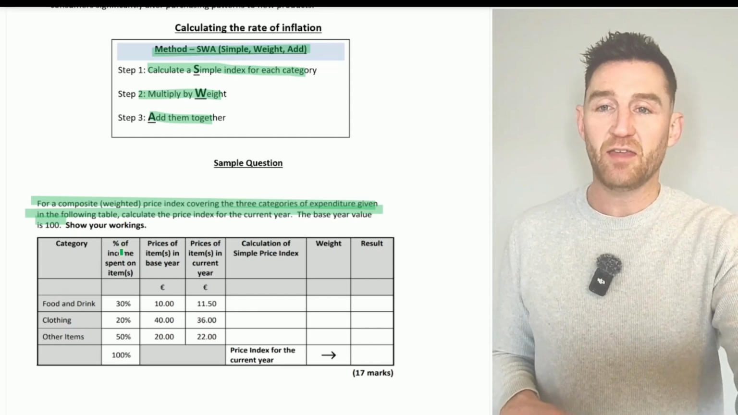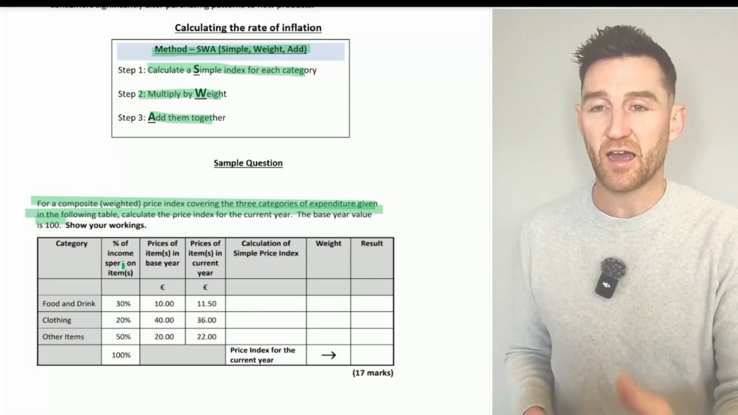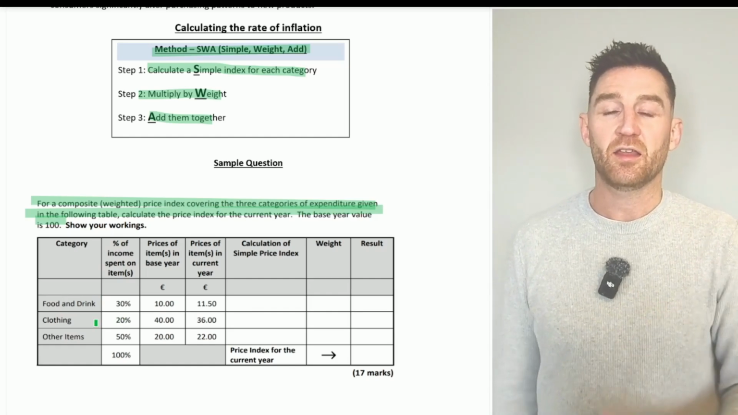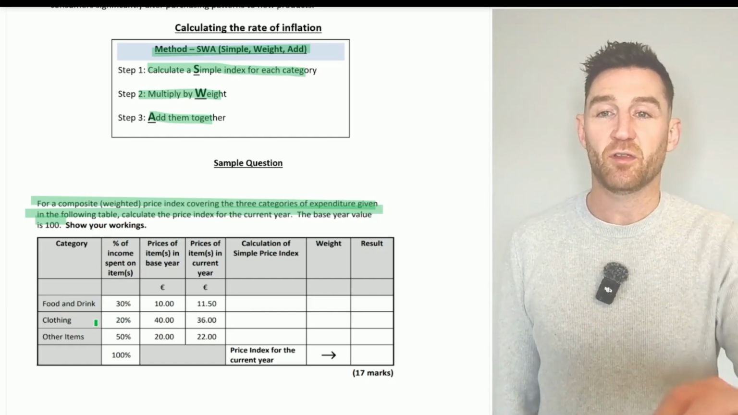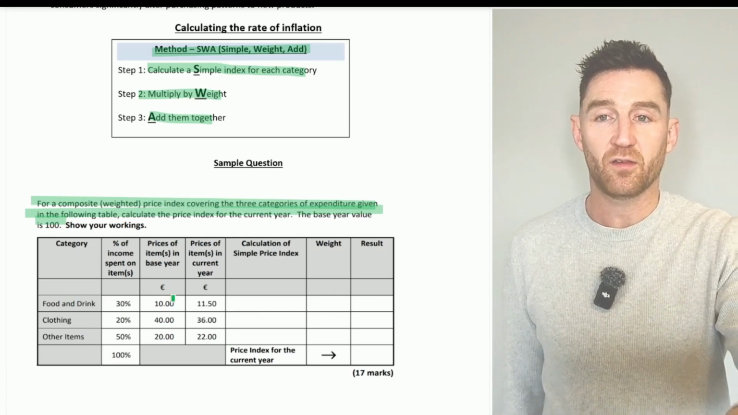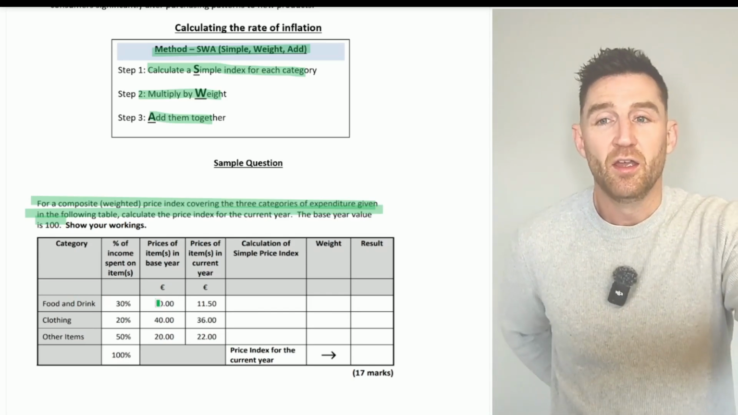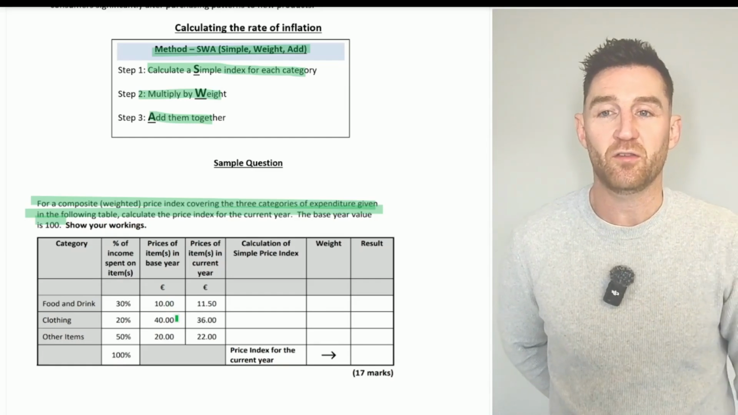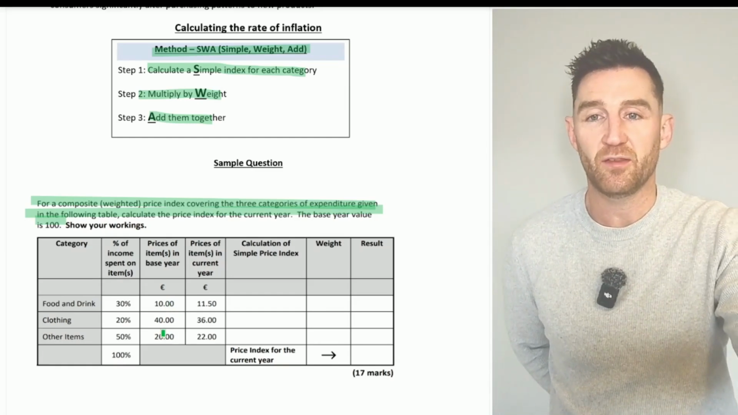And you're told the percentage of income spent on these 3 categories. So 30% is spent on food and drink, 20% is spent on clothing, and then for the other items category, 50% of income is spent on that. You're told the prices of each of these things in the base year. So this is the year we're comparing to. So food and drink was a tenner in the base year, 40 quid for clothing in the base year, and then 20 quid for other items in the base year.